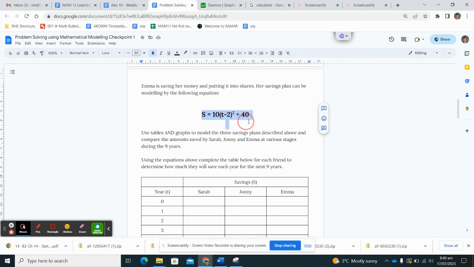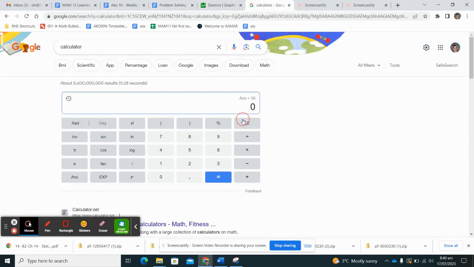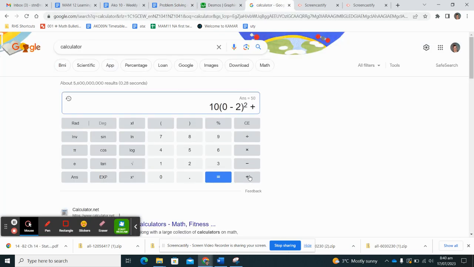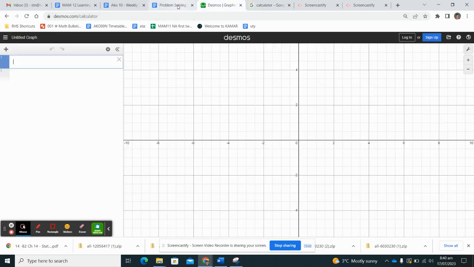Okay, so this one looks quite complicated, but if you go straight to your calculator, you would just type in 10 open bracket, t, which would be 0 to begin with, minus 2, close bracket, to the power of 2, and then at the very end, I'll just double check, plus 40. And you just type plus 40, okay? And that will calculate it out for you. So in this case, she has $80 at the very beginning of her savings plan, okay? So that is your first step.